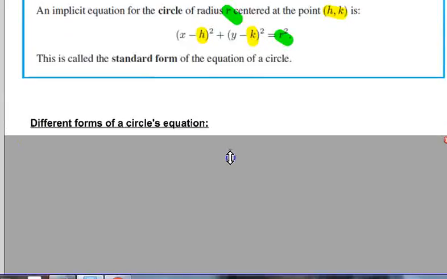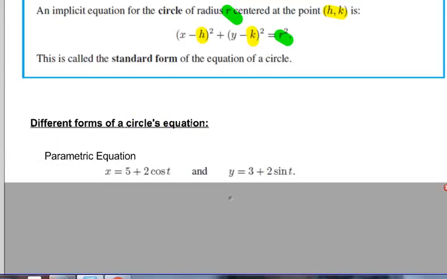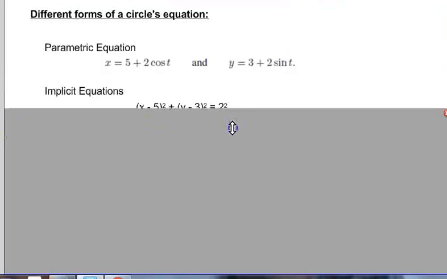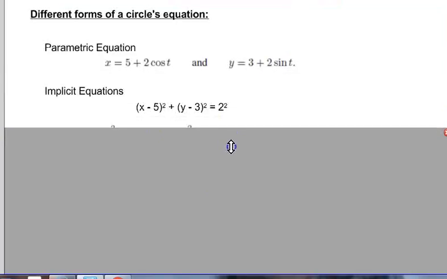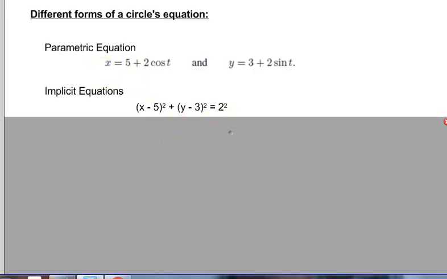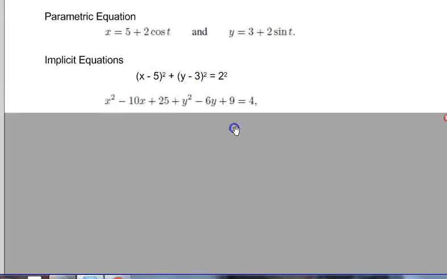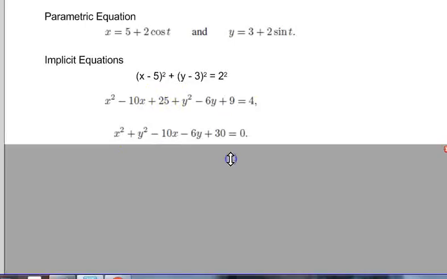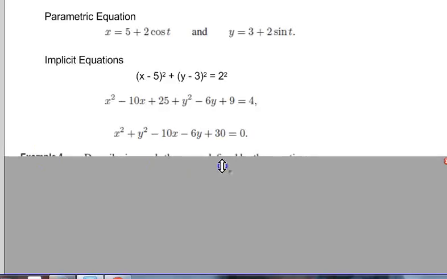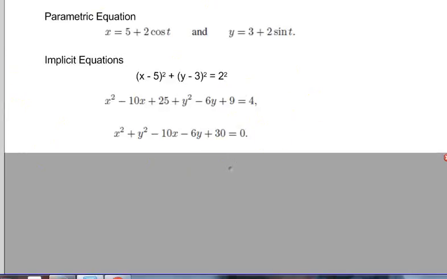So in summary, we're talking about different ways to express a curve, and we started with the parametric equation. Then we looked at implicit forms. In this case, this is the standard or general form that we talked about up here. But I can also rewrite it by expanding out each of these factors, and it looks something like this, or like this by combining like terms. And they all represent implicit forms of the exact same circle.